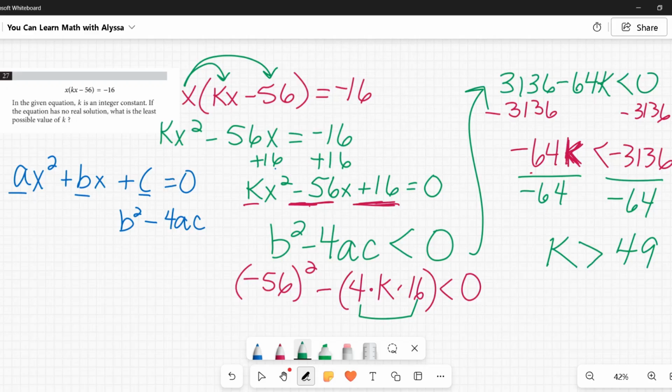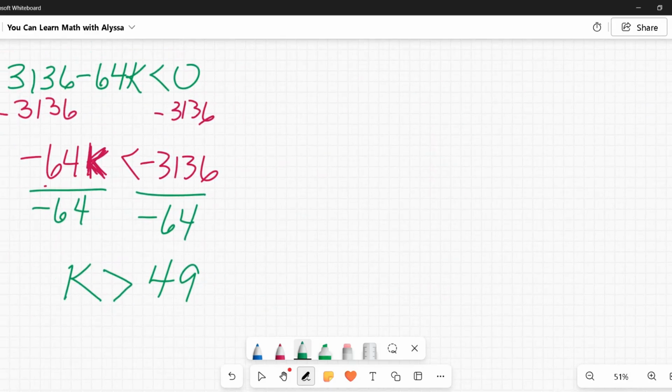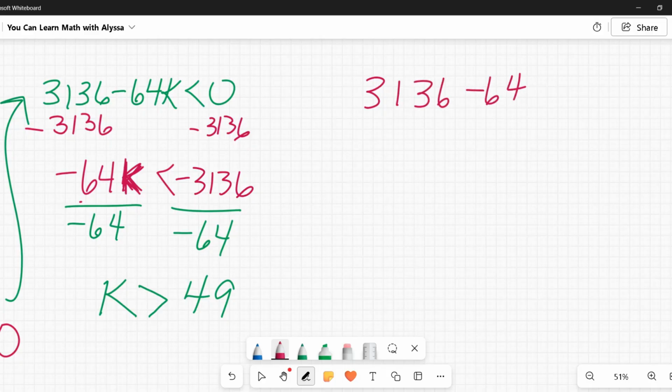You have to. And if you're wondering why that happens, why would you reverse it? I'm going to do this as a little aside right here, and then we'll come back to the main thing. I want you to understand things. I know I over-explain sometimes, but I really want you to understand these math concepts, to know what's going on and not just memorize rules. Let's go back to this step right here. 3136 minus 64k is less than 0.